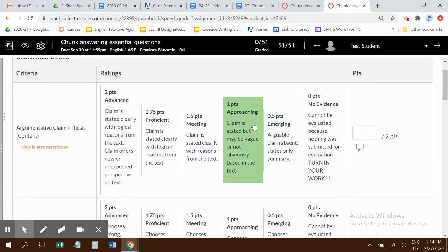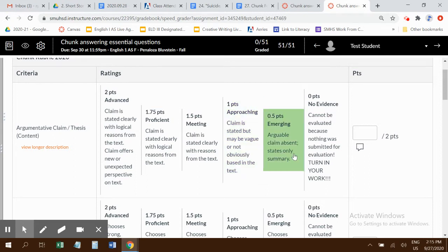A 1 generally means, or a 1 or a 2, depending on the scaling of the rubric. Approaching generally means that I'm not sure what you're trying to argue, and this could be either because of word choice or because it doesn't quite seem to be something arguable from the text. For example, it would be very hard to argue in "Girl" that race plays a factor into someone's identity. It does, but it's not in the text. So it would be hard to argue with that text.